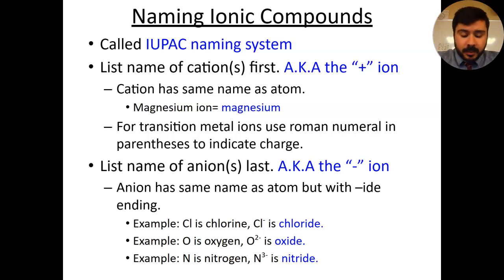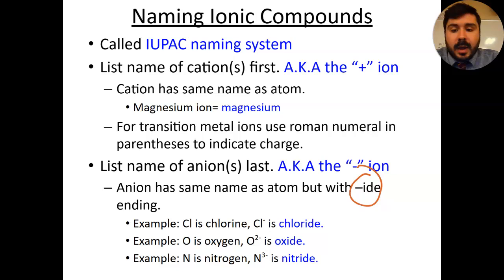Negative ions, however, require a name change, and it's actually pretty simple. It's something we saw recently in one of our more recent classes. We saw words like fluoride, oxide, and nitride. That's because all of these negatively charged ions, these anions, utilize an IDE ending. The anion has the same name as the atom, but with the IDE ending instead.